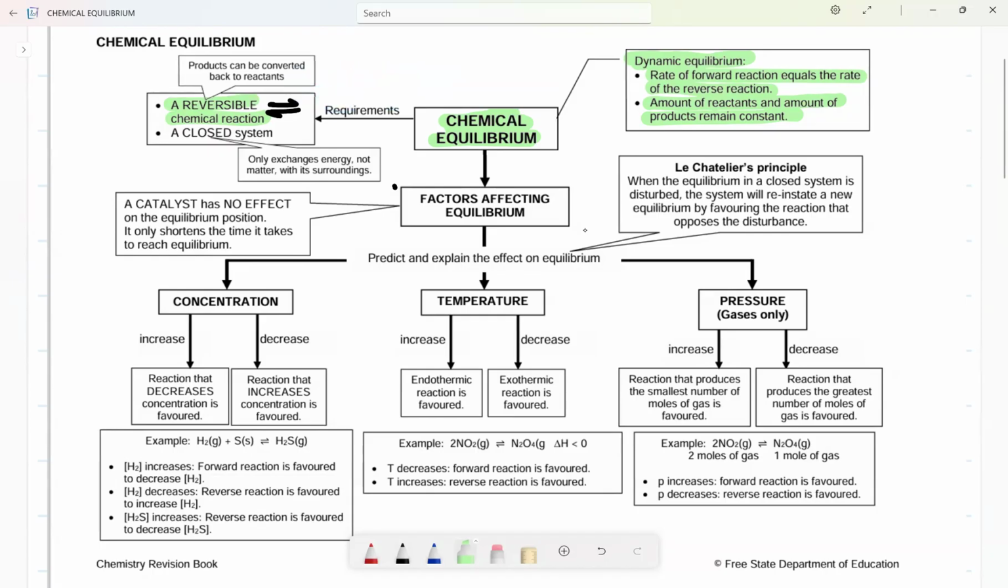Now, a reversible reaction has its definition. What do we mean by a reversible reaction? We say it is a reaction in which products can be converted back to reactants. Very important. Products can be converted back to reactants, not reactants can be converted back to products. Remember the reaction, it is going forward. Now the reactants are forming the product. But now the products can be converted back to their original reactants. This is what we mean by this definition of a reversible reaction.